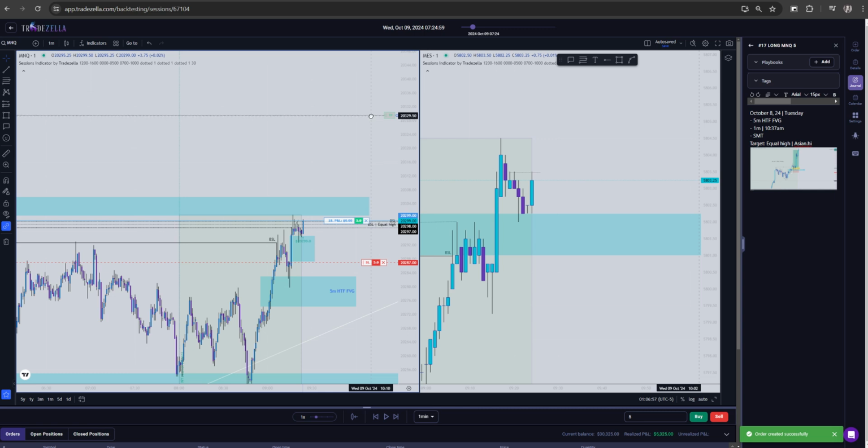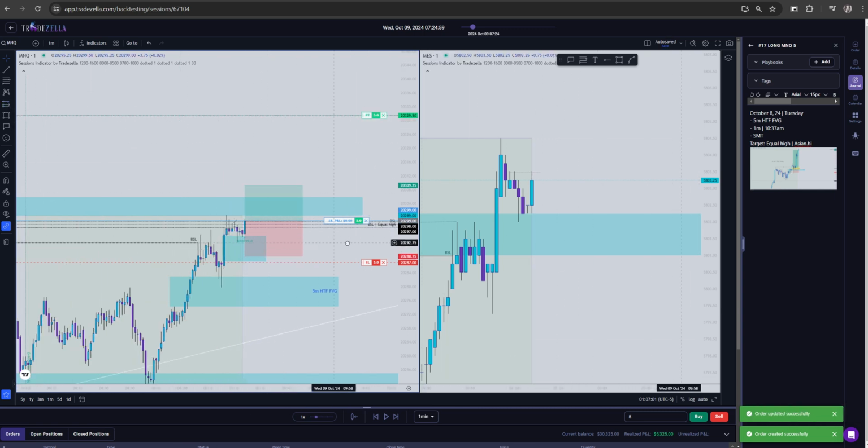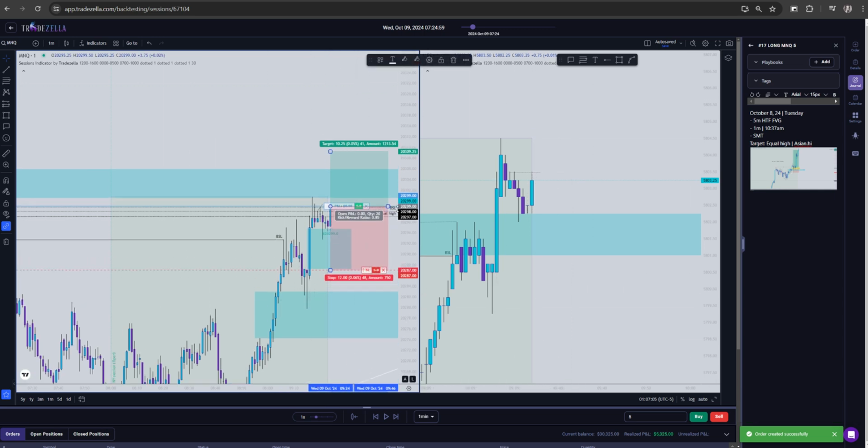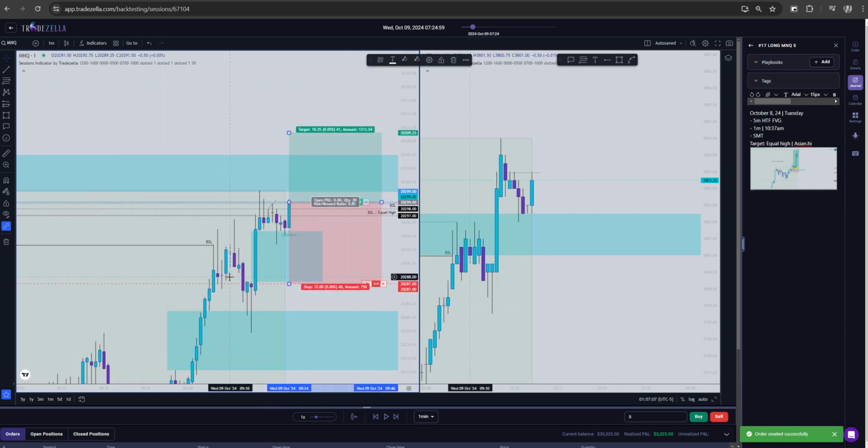Alright, here we go. Maybe we could set a target for a 1 to 2 instead. Okay, so there we go. I don't think it has any reason to come back down here, especially since this fair value gap lines up here, right?